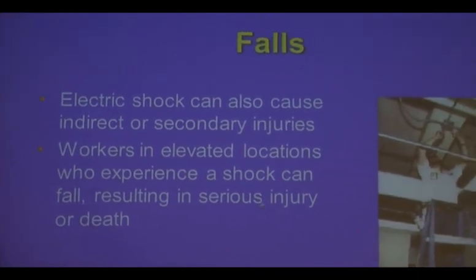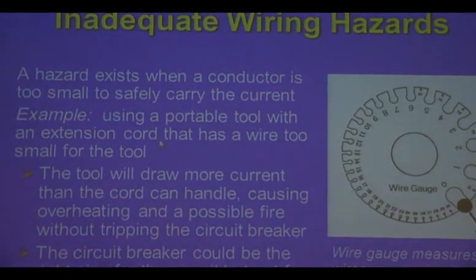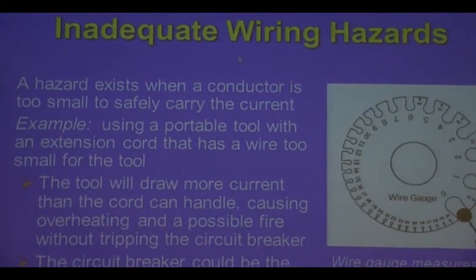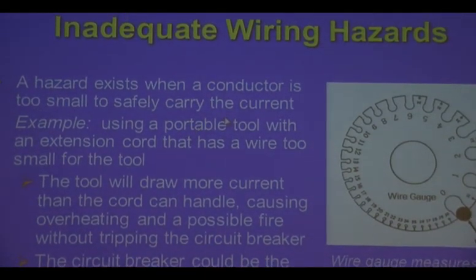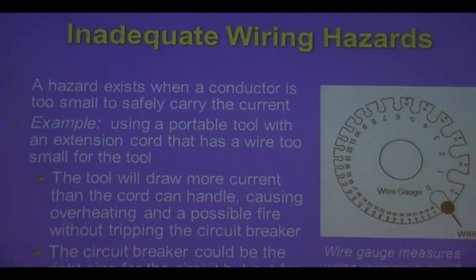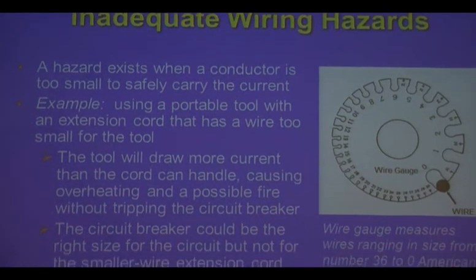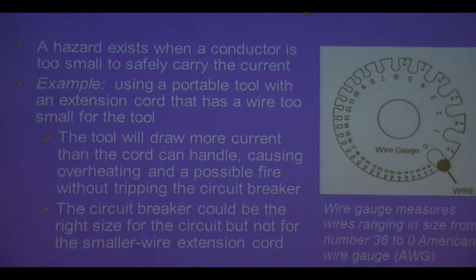Indirect or secondary injuries, they call them. Inadequate wiring, we talked about this. This is also one of the learning objectives. The hazard exists when a conductor is too small to safely carry the current. So just make sure that when you're wiring something up, you go to your NEC and figure out what the maximum current could be going through that system and gauge your wires accordingly.